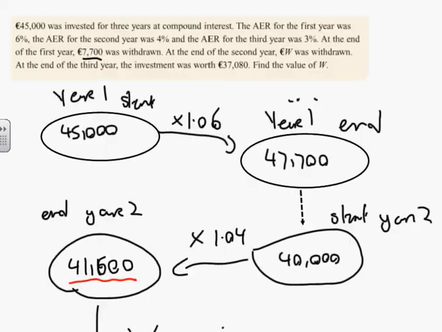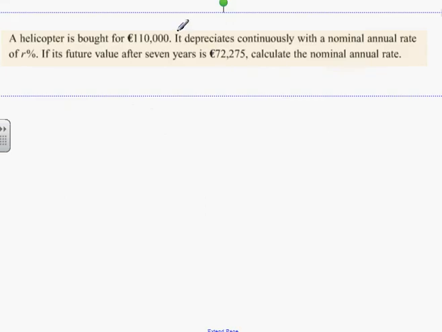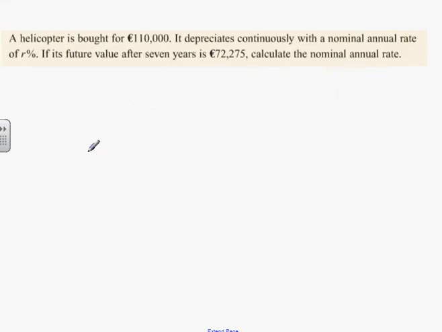Okay. Next one. We did this before, right? If it's continuous growth, it's a positive power. Okay, P e to the rt. If it's depreciation, it's a negative power. So P e to the minus rt. Okay, that's how we remember it. Now, this is depreciation, and keyword, continuously. Don't assume it's continuous unless it tells you it's continuous.